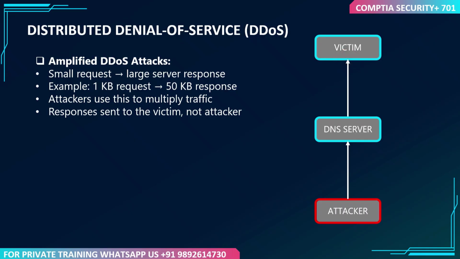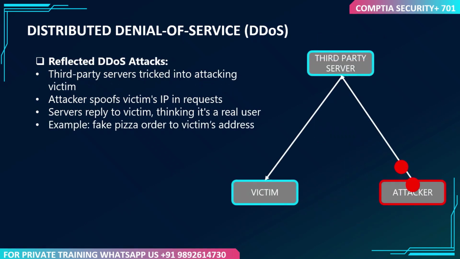Let's say you send a request that's only 1 kilobyte in size, but the server you're talking to responds with 50 kilobytes of data. That means for very little effort on your end, you have forced that server to generate a much bigger chunk of traffic. Attackers abuse this by sending thousands or millions of these small requests to many different servers, servers that will respond with amplified data, and they tell those servers to send their responses not back to them, but to the victim. That leads us straight into the idea of a reflected attack.